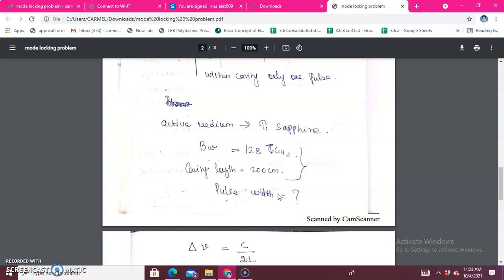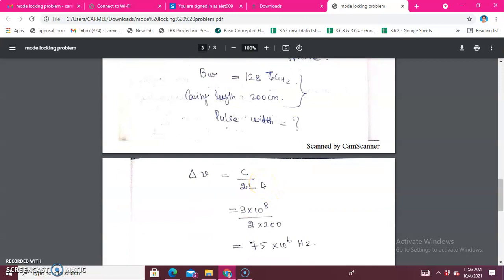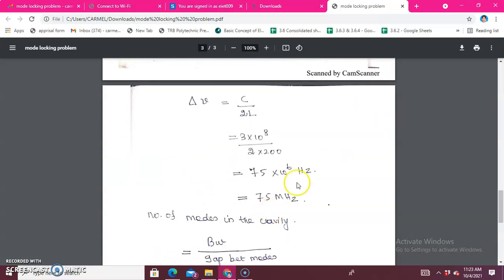First we have to calculate del nu. Del nu is C by 2L, where C is 3 into 10 power 8 and L is 200 centimeter, so you have to convert it into meter. You will get del nu as 75 into 10 power 6 Hertz. I am converting it in terms of mega, so it comes to around 75.